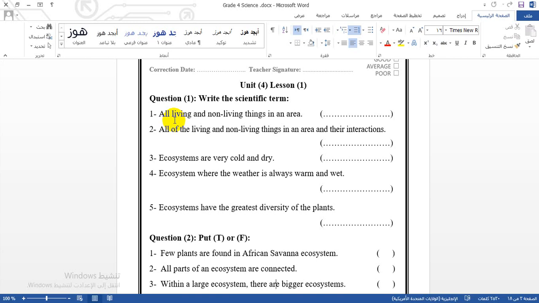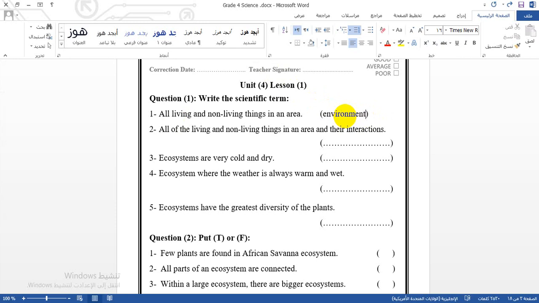All of these are examples of living things. What about non-living things? Trees, maybe, soil, rocks, water. Examples of non-living things. So it combines what exactly? Living and non-living things in one area, and this is an example of what exactly? The environment. So I have to reduce the size here in order to write the complete scientific term. So I have to write here environment.